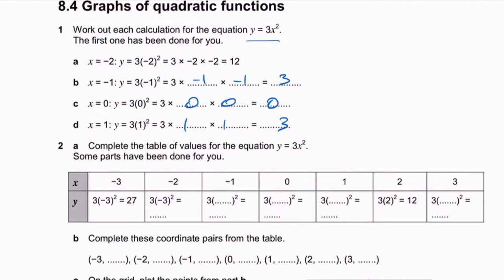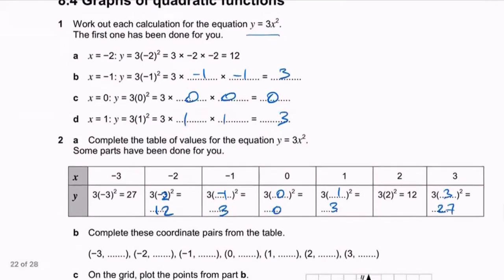By mistake it is negative 2, not negative 3. Okay, there is one mistake here. This is negative 2. So 4 times 3 is 12. Okay, here negative 1 gives 3. 0 gives 0. 1 gives 3. And this one will be 9 times 3, 27.